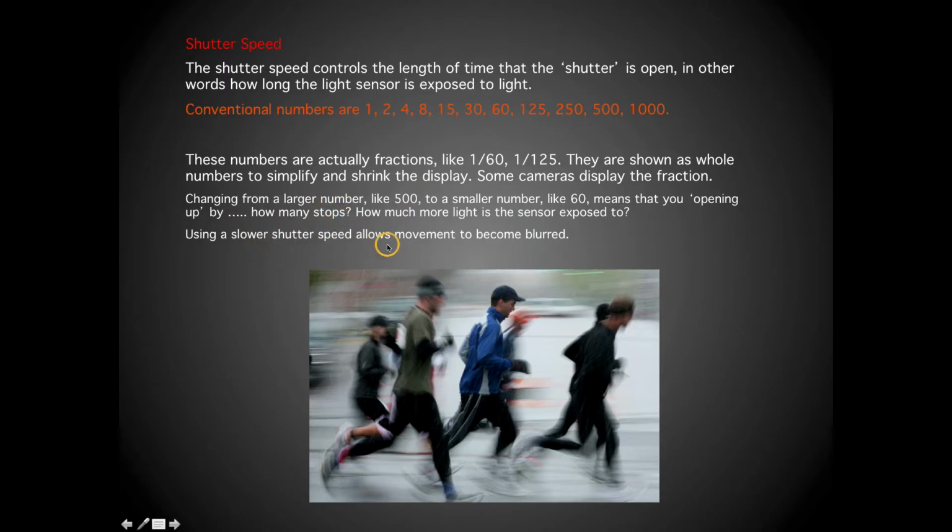Changing from a large number like 500 to a smaller number like 60 means that you're opening up, quote unquote, by how many stops is the question. If I go from 500 to 60, we call these stops as well. I'm going 1 stop, 2 stops, 3 stops. Okay, so this is 3 stops. Like the f-stops I talked about earlier, we see these as whole stops, 1/60th, 1/125th, 1/250th, right?